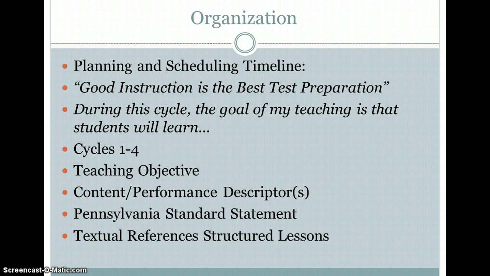And then for the planning and scheduling timeline, again, good instruction is the best test preparation. In addition to the statement of philosophy, there's a general objective and goal that all teachers should follow and believe.